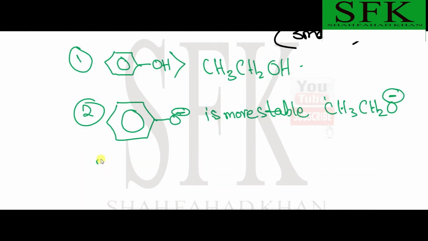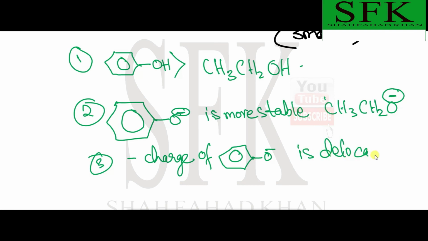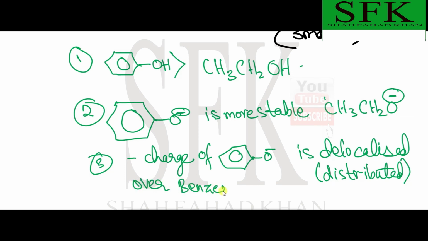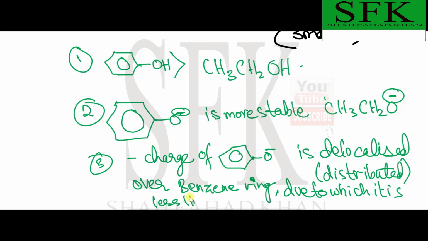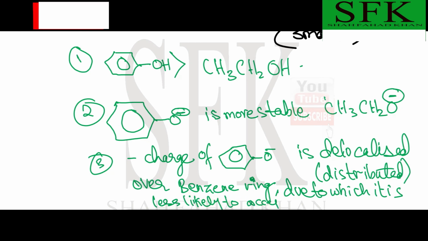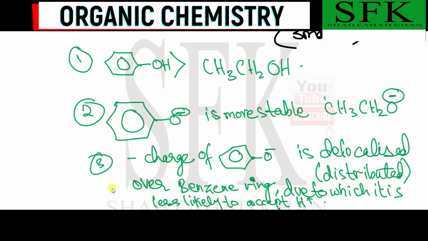And why is it more stable? You'll get the third mark when you say that the negative charge of the phenoxide ion is delocalized or distributed over the benzene ring, due to which it is less likely to accept protons. Okay, you've achieved all the three marks.